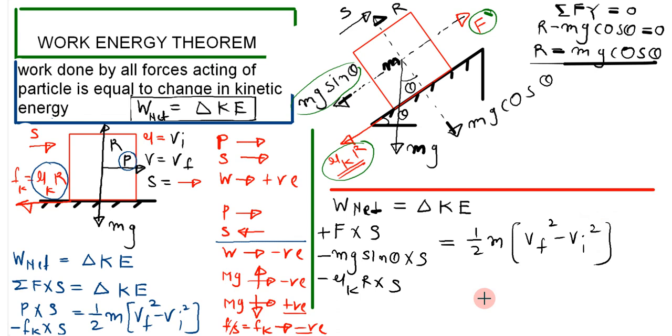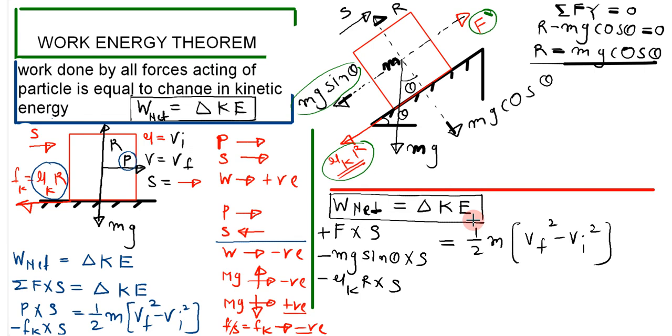W net is very important here, not a single work done. Net work done is equal to change in kinetic energy. Work done by applied force is not equal to change in kinetic energy, or work done by frictional force is not equal to change in kinetic energy. Work done by mg sin theta, the weight component, is not equal to change in kinetic energy. Work done by net force, or net work done, is always equal to change in kinetic energy. And that is nothing but the work energy principle or work energy theorem. In a number of applications we can apply this work energy theorem instead of applying the second law of motion.